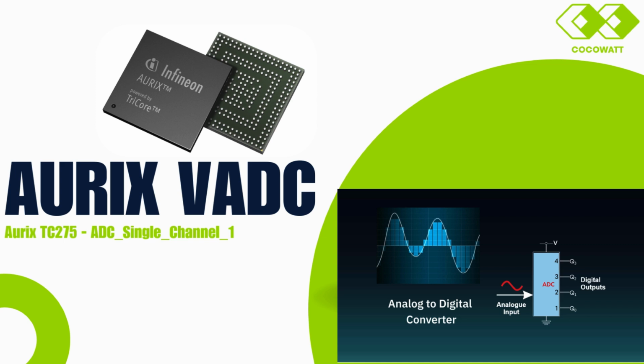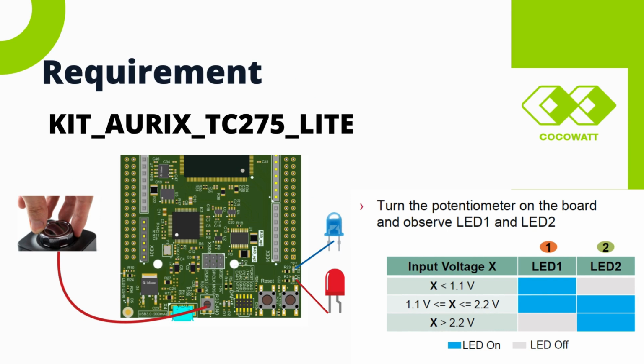Now let's move on and see how we can configure an analog channel and read sensor data. To understand the ADC functionality, let's take this example. Here we have connected a potentiometer that can vary voltage from 0 to 5 volts. Based on the voltage level, if it is below 1.1 volts, only LED 1 will be turned on. If it is between 1.1 volts and 2.2 volts, both LED 1 and LED 2 will be on, and if it goes above 2.2 volts, only LED 2 will be turned on.